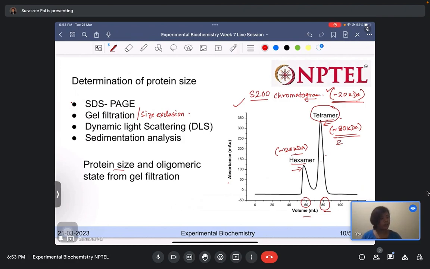So this is 20 into 4, so we are assuming that it is a homotetramer of our protein, and this is 20 into 6, so we are assuming it is a homohexamer of our protein. By analyzing this kind of chromatogram, we can determine the size of the protein and also the oligomeric state of the protein from size exclusion chromatography. Two other techniques we can use are dynamic light scattering and sedimentation analysis by analytical ultracentrifuge.